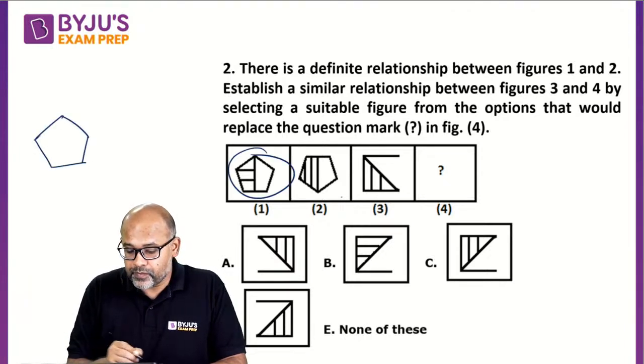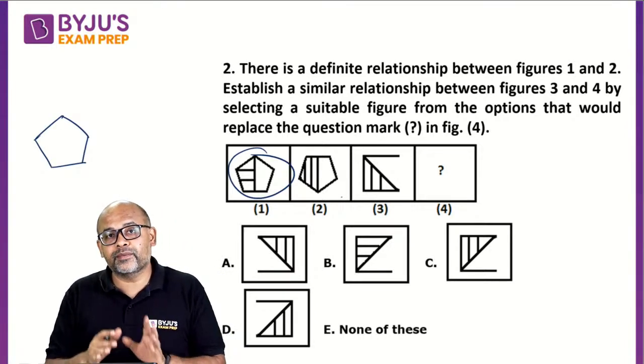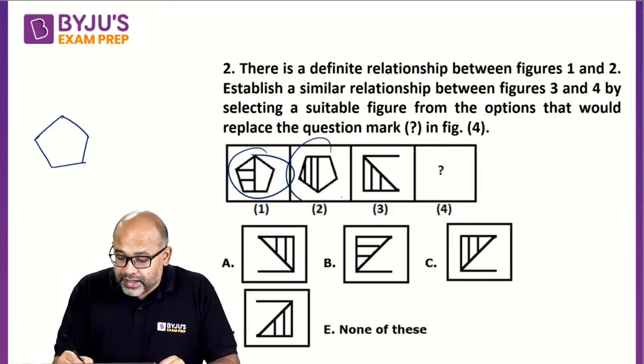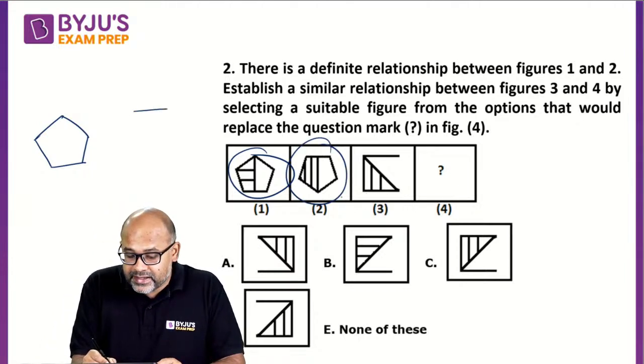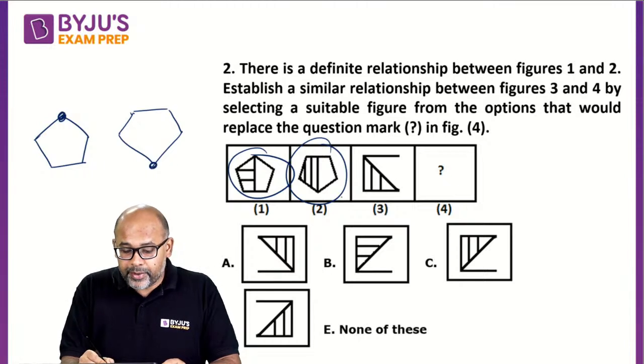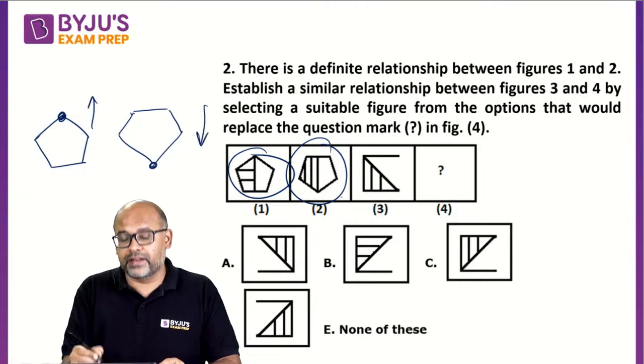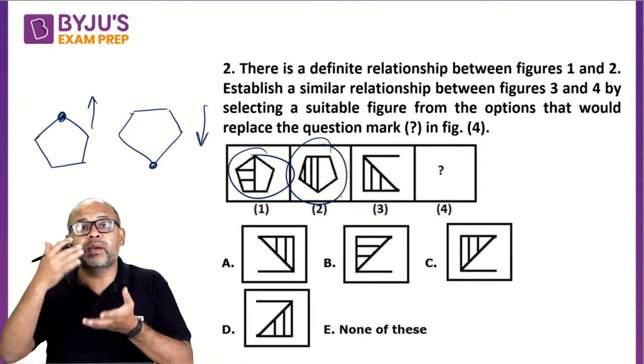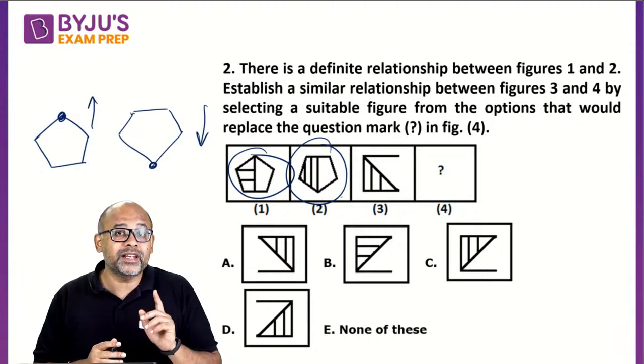The first thing you need to understand is this is the first figure, which is basically a pentagon. I'm not drawing what is happening inside, I'm just drawing the exterior value. Then you have another pentagon, which is in this format. If you notice, this is now coming onto the bottom. So this is upright and this is reverse. The first thing that happened is the image has been flipped.